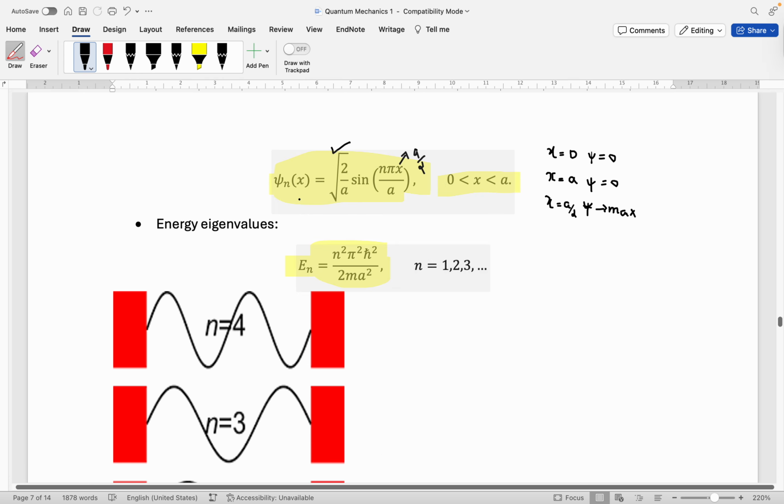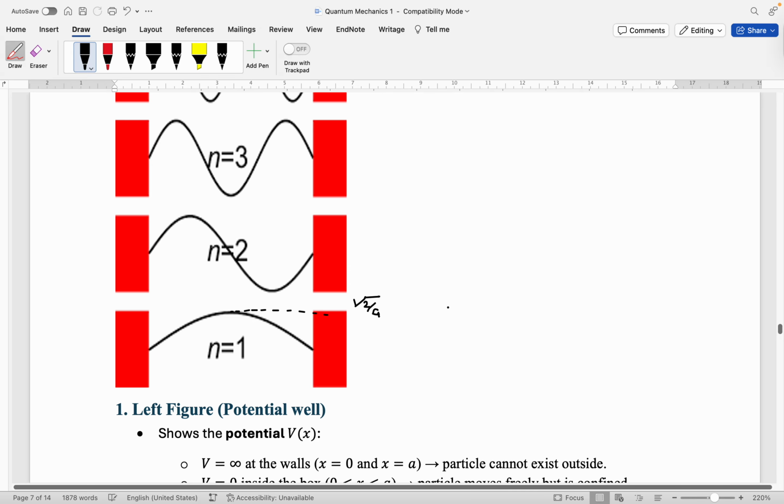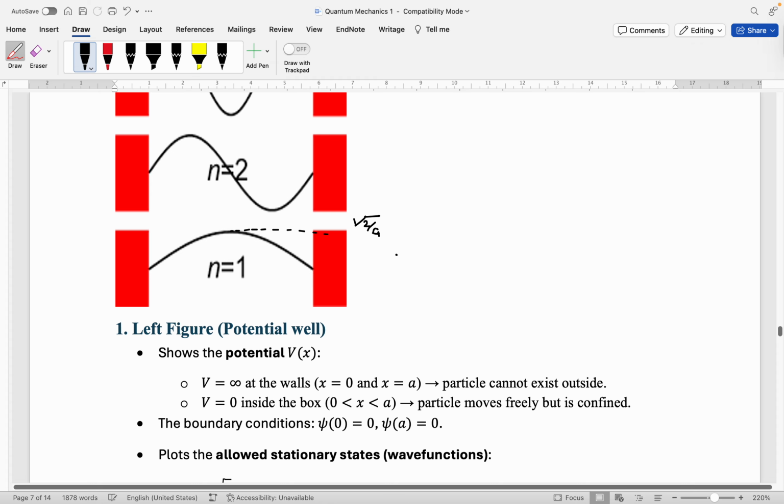So this is how you draw the energy wave function diagram. But remember, this is for psi n(x). If you want to draw it for the modulus, that means the probability of finding the particle, then it will be very simple. It is just positive. Everything would become positive here. So let me write it down in short.